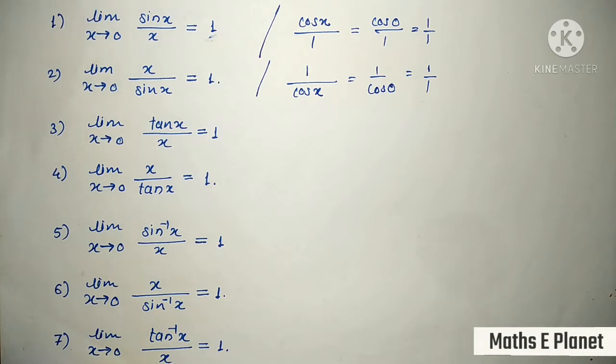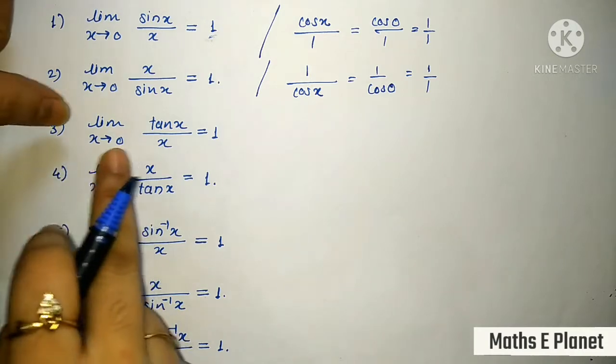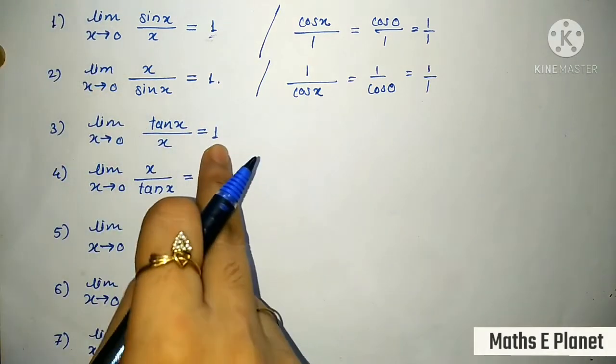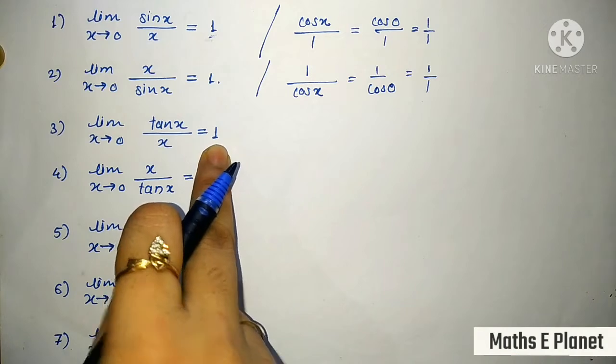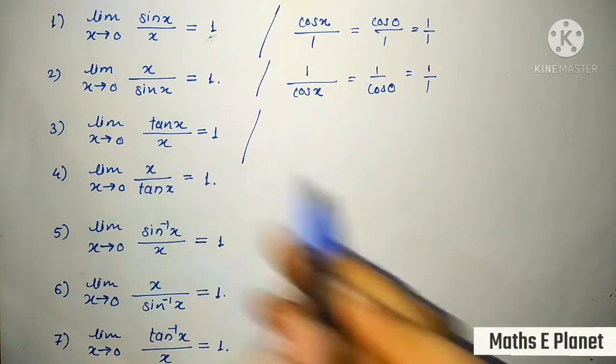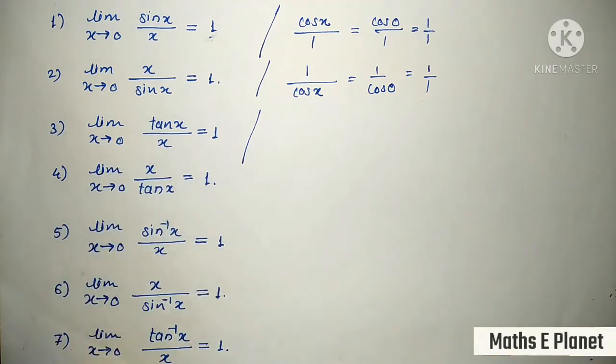Let's find the next limit. Here also limit x tends to 0 of tan x upon x is equal to 1. The answer is 1, but why? We are using L'Hopital's rule for all the formulas, so you have to remember L'Hopital's rule. If you do not know the rule, I have already made a video on L'Hopital's rule, and you can go through that video. Now let's come to the formula.